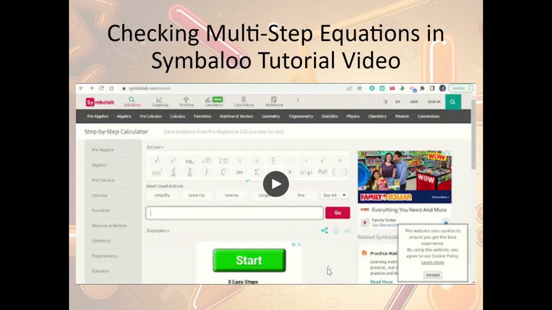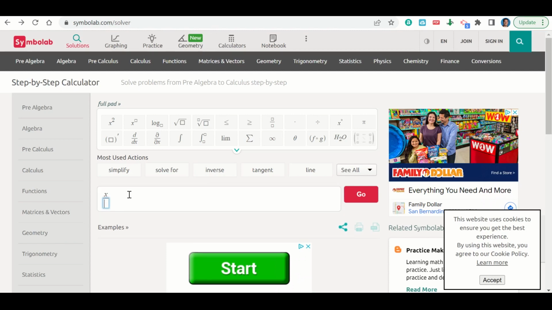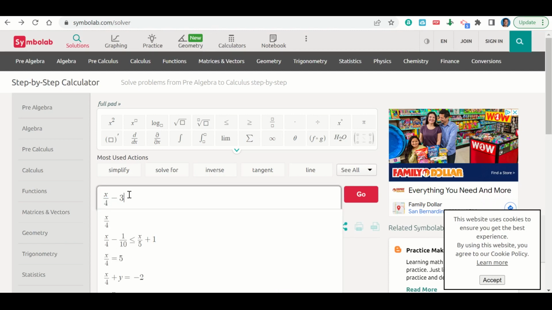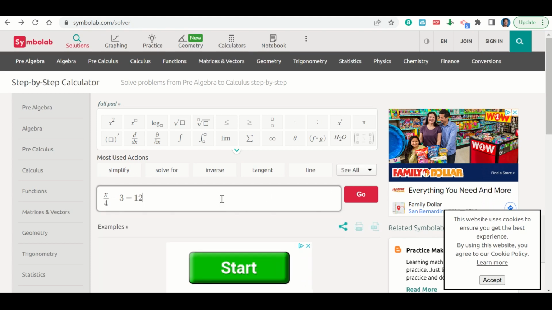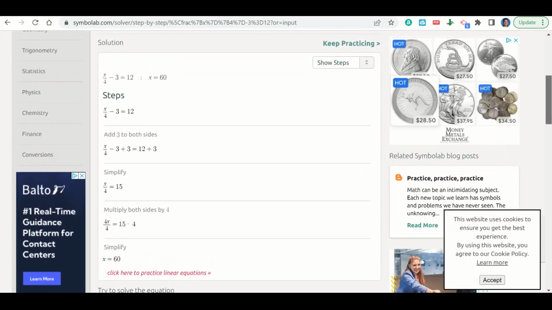Now there's a video here for you to watch that shows you how you can check your work on multi-step equations using Symbolab. Let's take a look now at how we can check our work using Symbolab for multi-step equations. So we go to symbolab.com and we go into this bar here, and we can put in our equation. So let's say we had an equation x over 4 minus 3 is equal to 12. So that was our equation. We wrote it in here, and we're going to go ahead and click go. And it'll give us our answer here, but it'll also show us step by step how to do this.